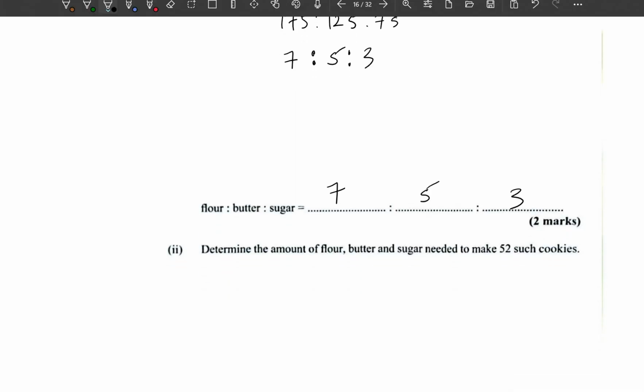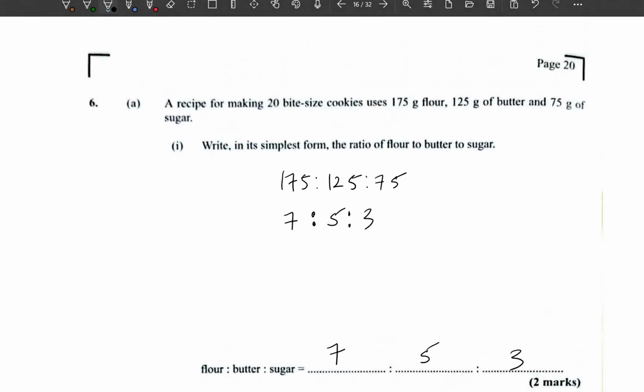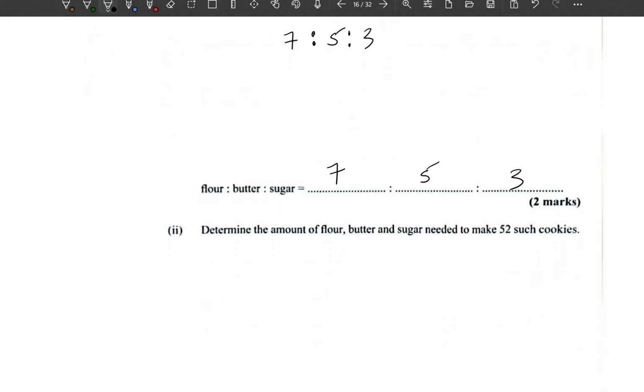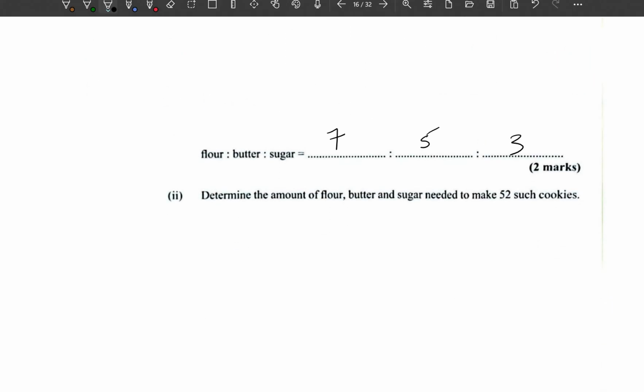Part 2 wants us to determine the amount of flour, butter, and sugar needed to make 52 such cookies. We know what the ratios would be for 20 cookies. That's going to be 175 to 125 to 75. So we now want to know what's the ratio for 52.